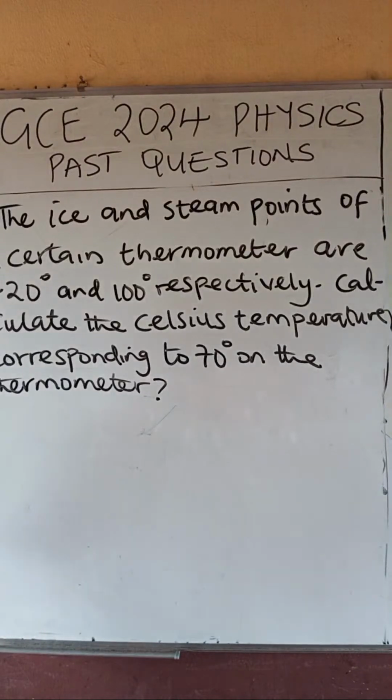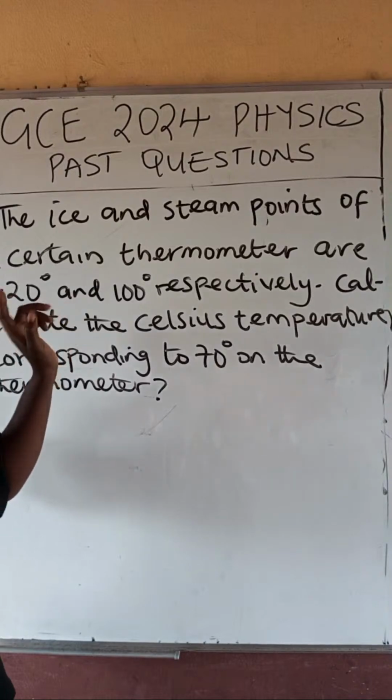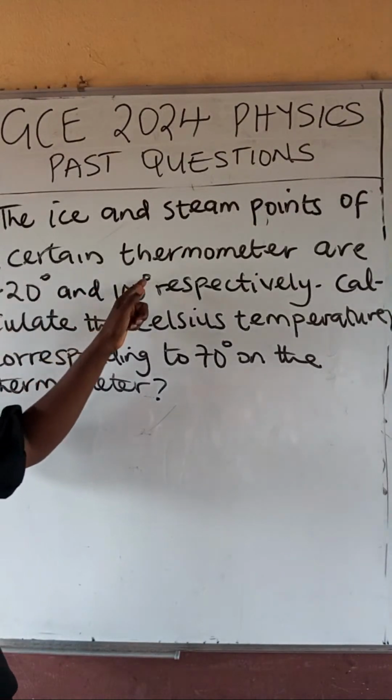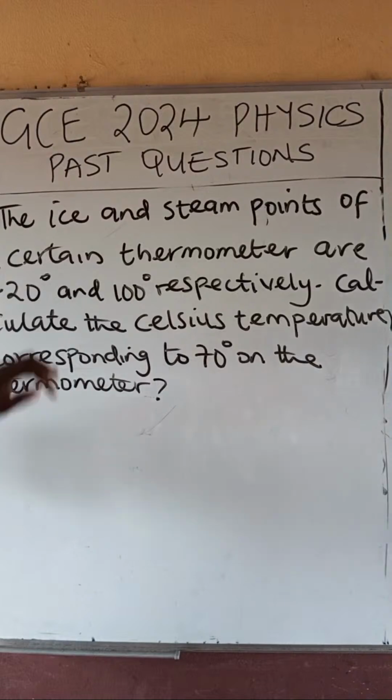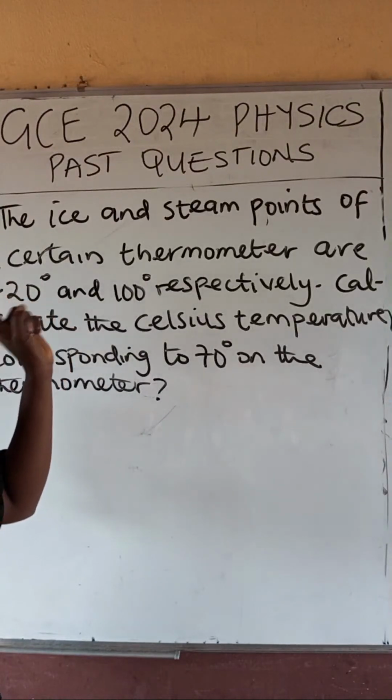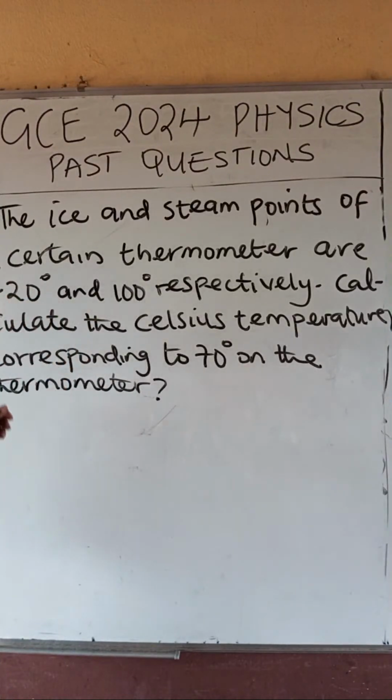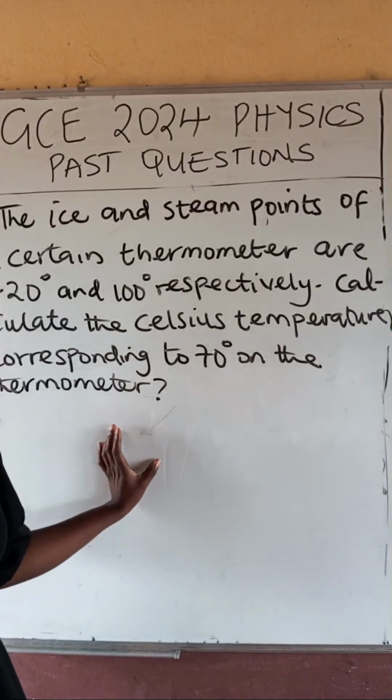All right. Now let's look at this example. This is under temperature and heat measurement. The ice and steam points of a certain thermometer are minus 20 degrees and 100 degrees respectively. Let me go again. The ice and steam points of a certain thermometer are minus 20 degrees and 100 degrees respectively. Calculate the Celsius temperature corresponding to 70 degrees on the thermometer.